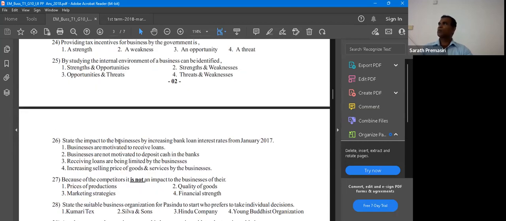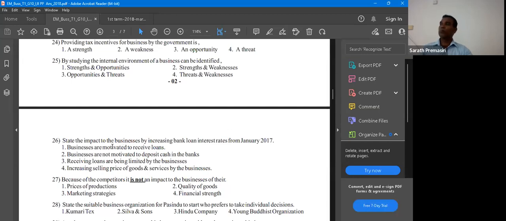State the impact to the business by increasing bank loan interest rates. When the bank loan interest is increased, businesses are motivated to receive loans? No, businesses are demotivated. So that first one is wrong.